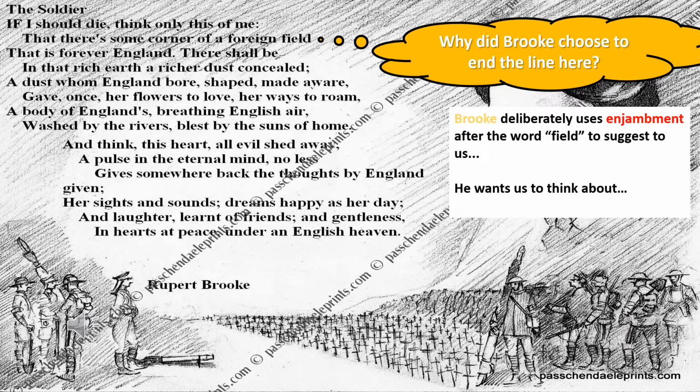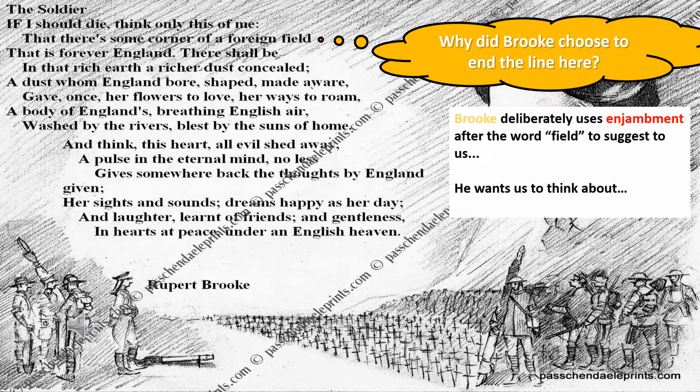Here's some sentence starters to get you started. Brooke deliberately uses enjambment after the word "field" to suggest to us what? Well, what comes to mind when we think of field? What thought, what picture enters our heads? How does it link to the overall meaning of the poem and where the poem was set and what Brooke believed in? If we can explain that, that would go where I put the dot dot dot at the end there.